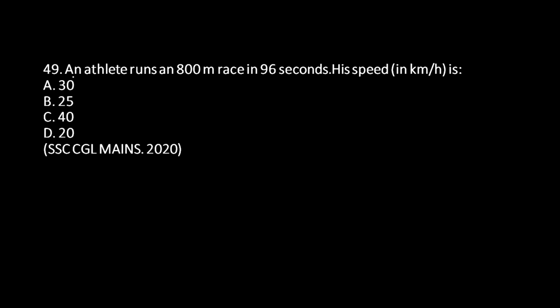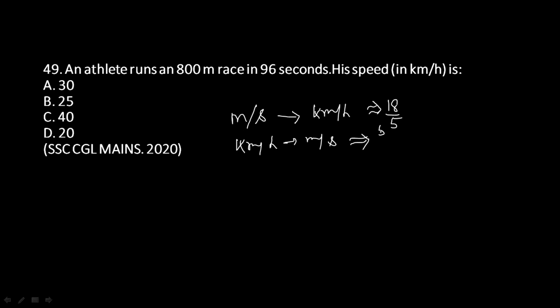49. An athlete runs an 800-meter race in 96 seconds. His speed in km per hour. So it's a simple question. Actually, I have taken this to clear our conception that when there is meter per second, to convert it to km per hour, what do we need? We need to multiply with 18 by 5. And vice versa, km per hour to meter per second, we have to multiply it with 5 by 18.